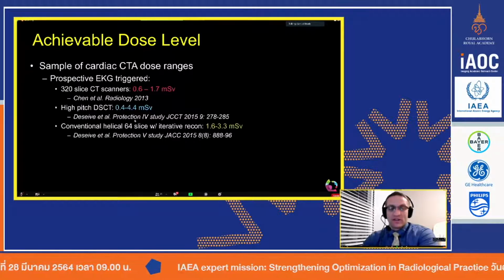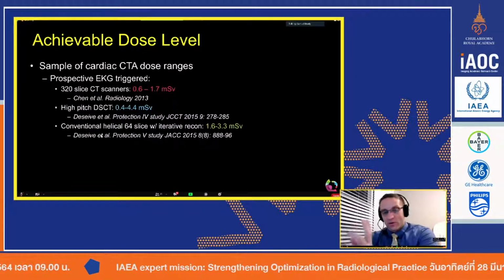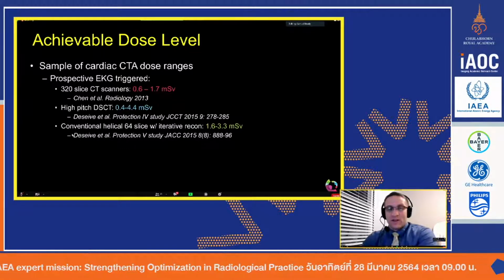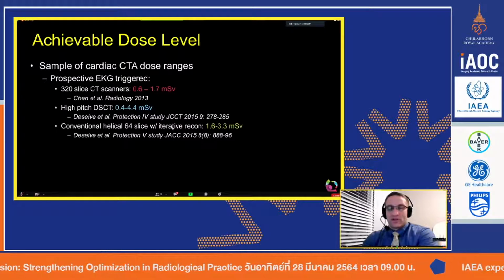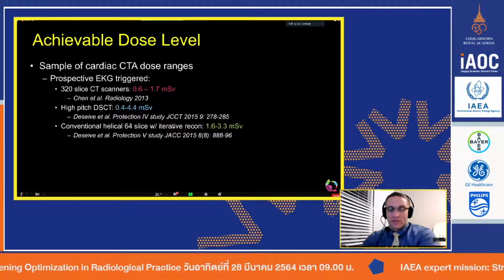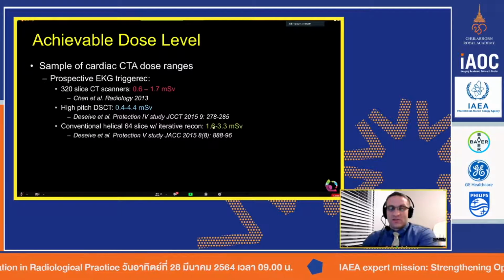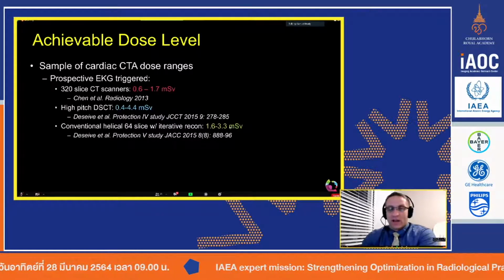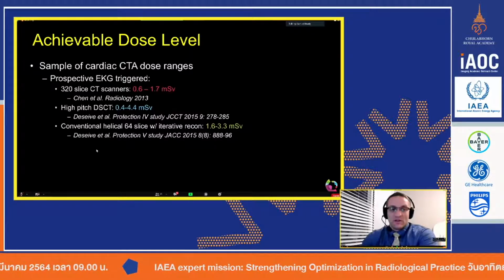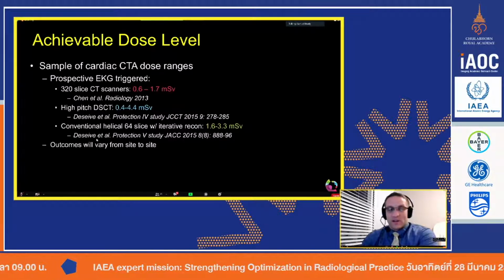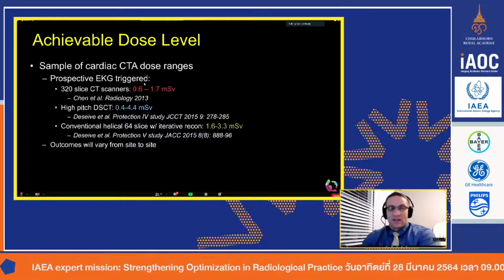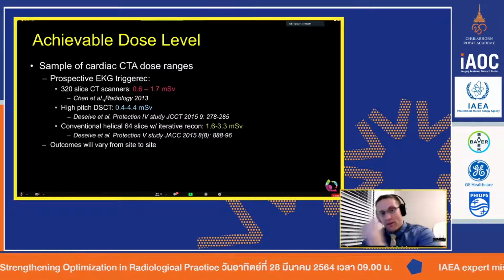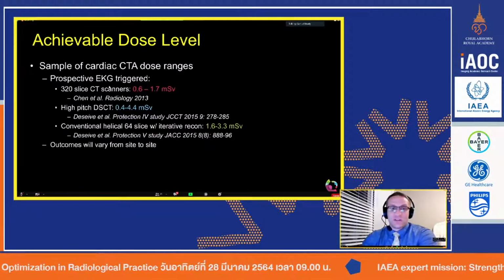And then when you look at the conventional scanners, your quote unquote 64 slice scanners that are limited in their approach, even when you use iterative reconstruction to help clean up the noise, so therefore you can reduce the mA, these systems are older technology, so they're going to be higher radiation dose. So about 1.5 to 3.5 millisieverts. So the values of the radiation dose that you will see in Thailand are going to vary from site to site, institution to institution, and more specifically, technology to technology.